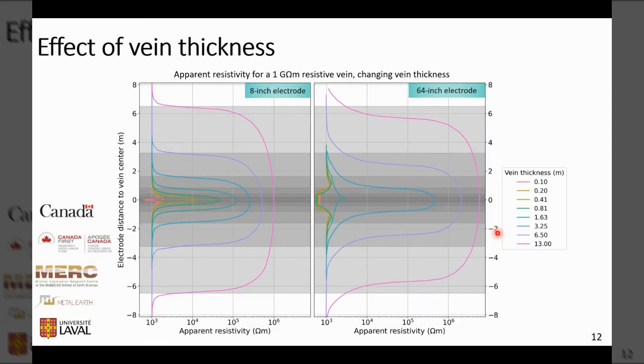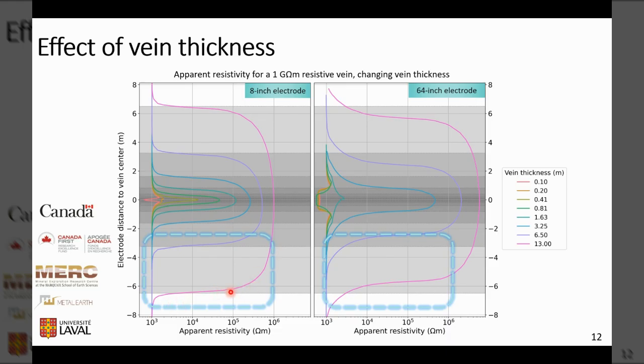Here I'm showing you the result for a 1 gigaohm resistive vein, and I'm changing the thickness. On the right, I have the result for the 64-inch electrode, and on the left, I have the result for the 8-inch electrode. If we compare the results, we see that as the vein becomes thicker and thicker, the N64-inch electrode will read better values, or values closer to the actual resistivity of the vein, in comparison to the 8-inch electrode.